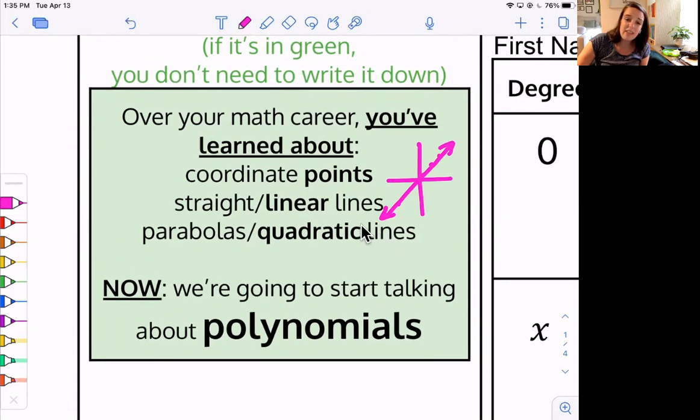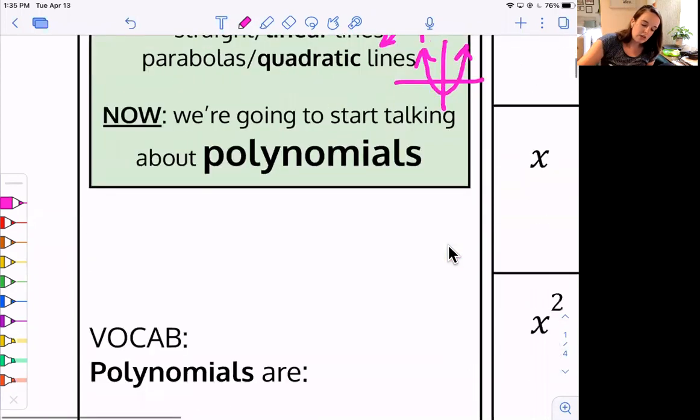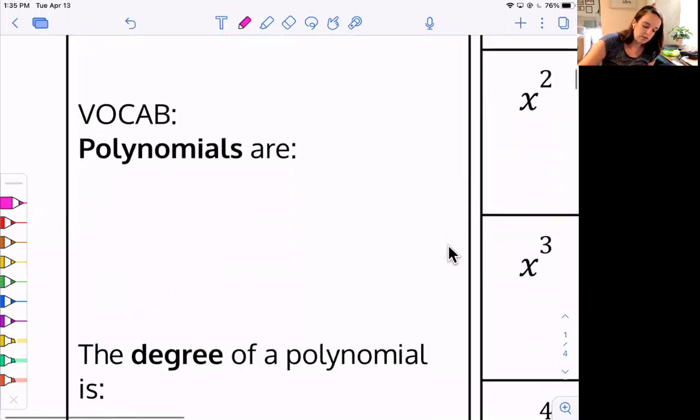Okay. And then this year, and maybe a little in 9th grade, we talked about quadratics, those parabolas that look like this. So you have learned all the way from points to lines to curving lines. And now we're going to start talking about polynomials, and polynomials are just more curving lines. They curve in different ways. Pretty cool. So let's start with just 2 words for vocab.